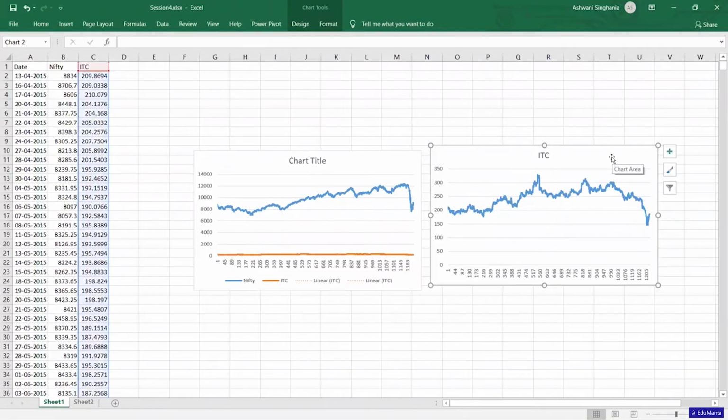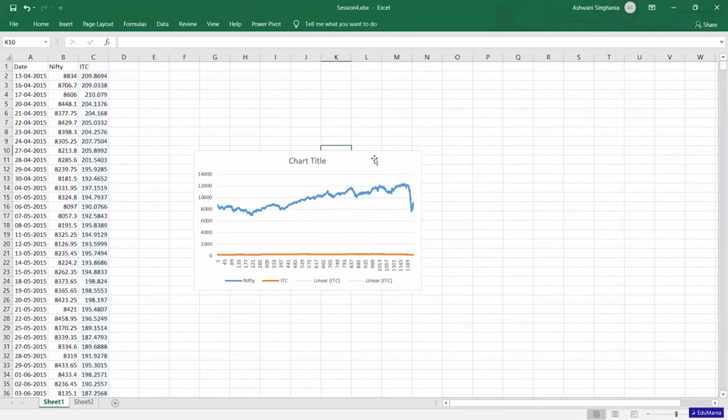This is actually the price line, showing how the prices are moving. So we can see the sharp fall at the end. This sharp fall represents the recent fall which started by mid of February. So this sharp fall in the Nifty as well as in ITC represents the fall from mid of February till now. Almost 40% of the market has crashed, right? So that's why we can see the sharp fall.